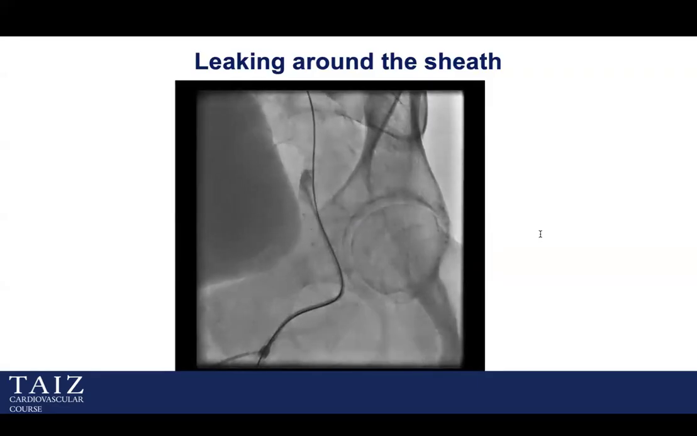Bleeding around the sheath is another common thing that happens. This is a 6 French sheath, and you can see there's extravasation here. You see the blood gushing out around the sheath. The reason this is happening is the sheath is coming in at a very steep angle, almost like a Z shape, as we talked about earlier. The sheath should not be coming like that. It should be coming like this, at a very smooth angle, so that it does not pin the vessel open the whole time.